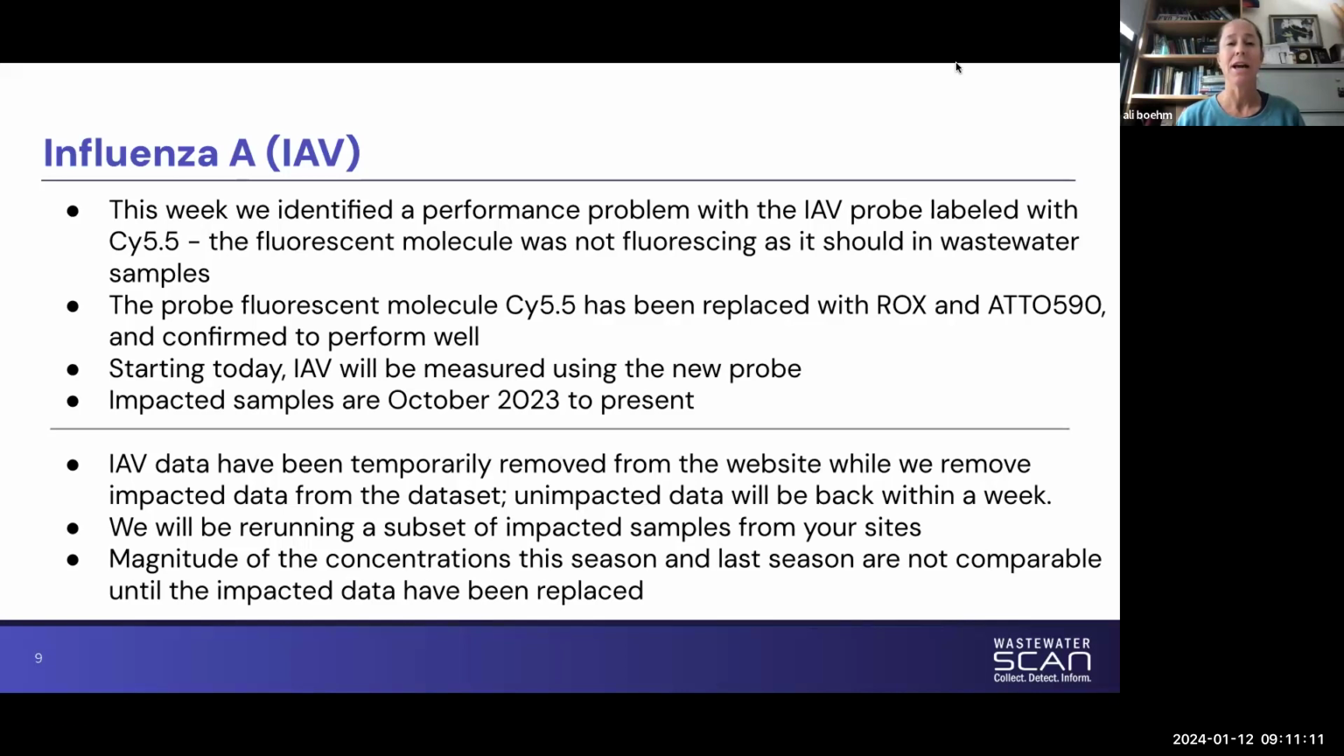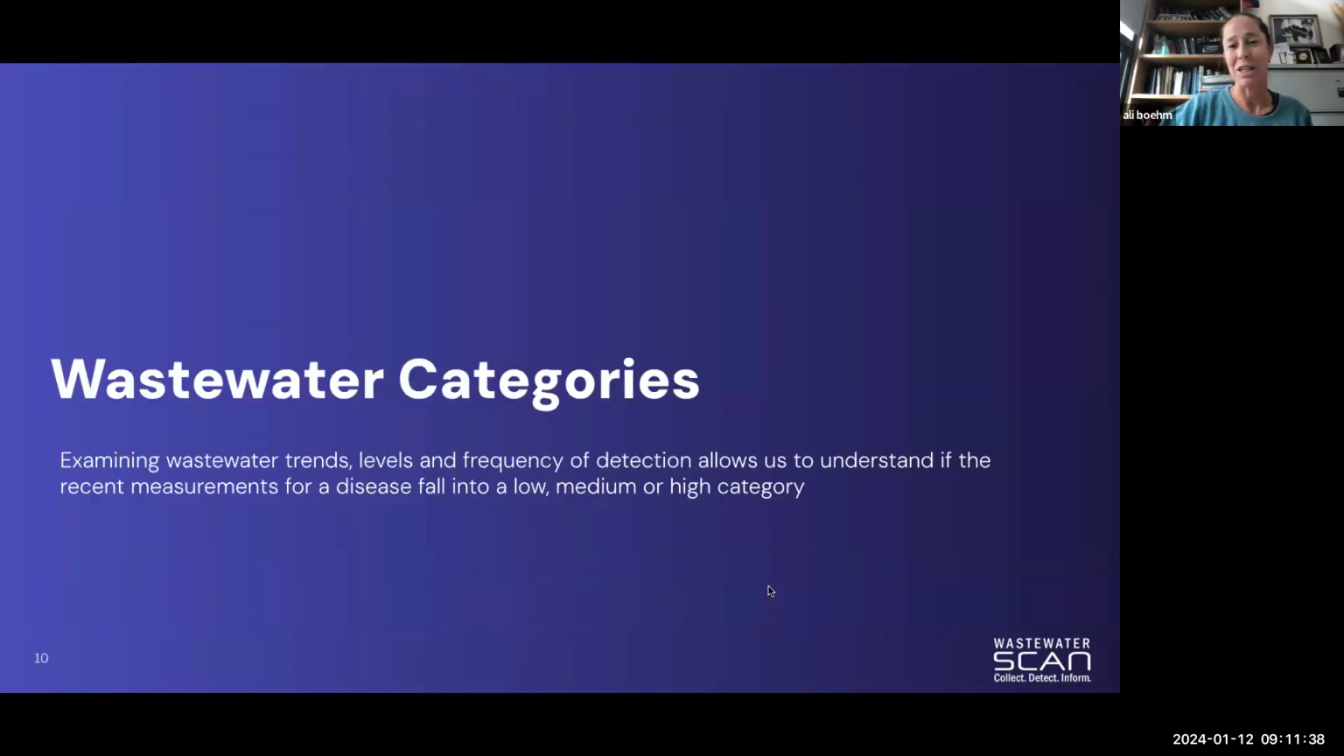One thing I didn't mention on this slide is that in order to run the influenza A assay with these new fluorescent molecules, we have to stop measuring the adenovirus because the adenovirus currently uses those fluorescent channels. So we'll be replacing the adenovirus with the influenza A in those channels. Okay, with that, I'm going to pass it to Marlene to go over all the data. And I also want to add, no other data is impacted. It's just influenza A.